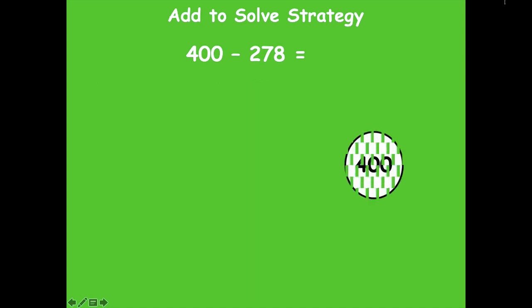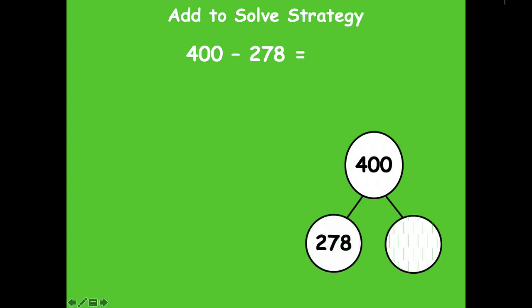So we're going to start, let me model with our number bond first. So we have our whole, and our part is 278, and our other part we don't know. So we're going to start with 278 and add however much, right? That's our unknown to get to 400. So let's start with that. 278, I'm going to add 2 to get to a friendlier number of 280.